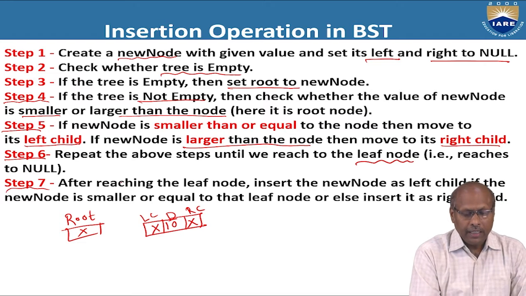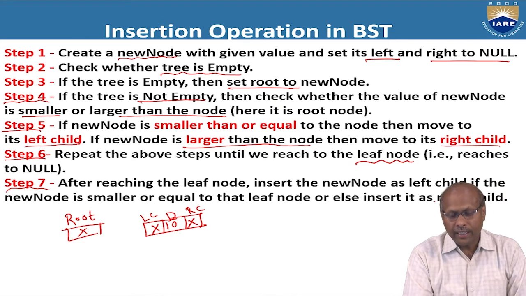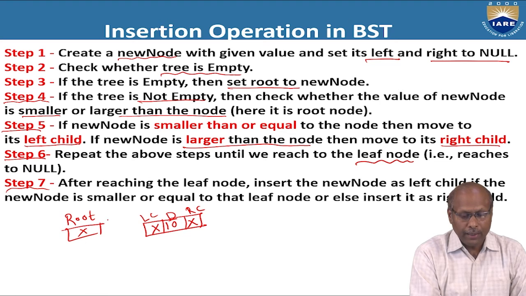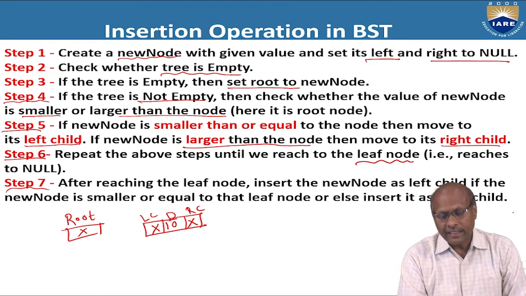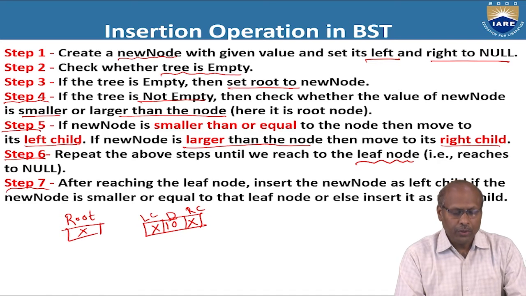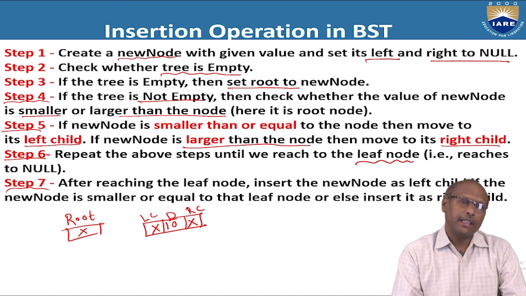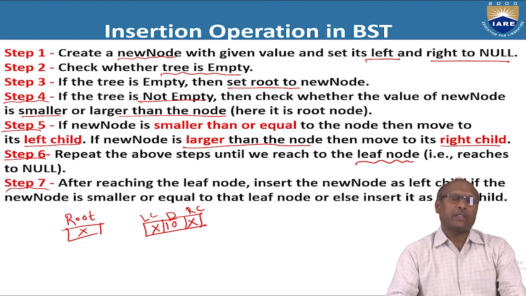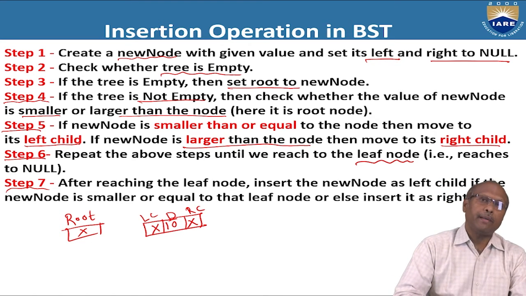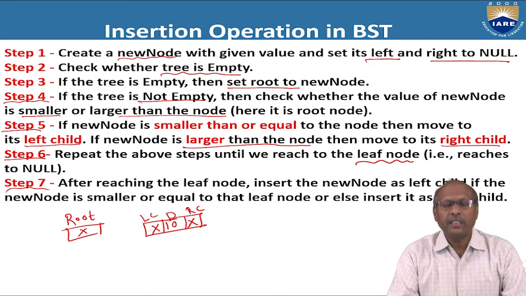Now step number 7. After reaching the leaf node, insert the new node as a left child if the new node is smaller than or equal to the leaf node, or else insert it as a right child. So based upon the value, you have to decide whether left side or right side. So this is the 7-step process to insert a node in the binary search tree. These steps you have to follow while inserting a node.